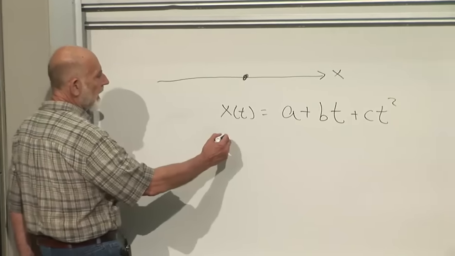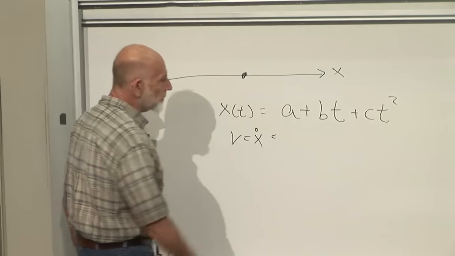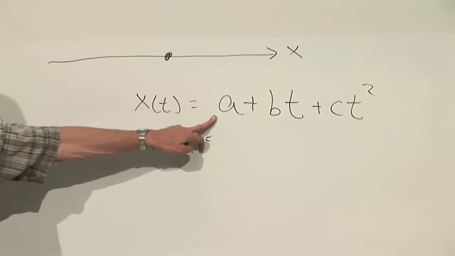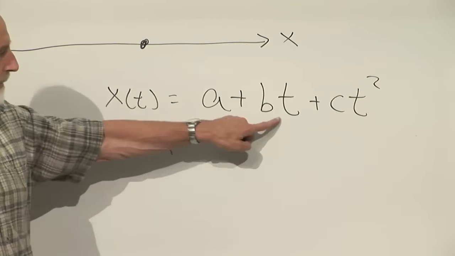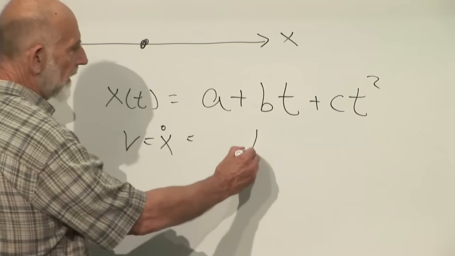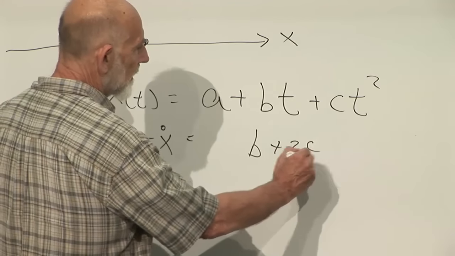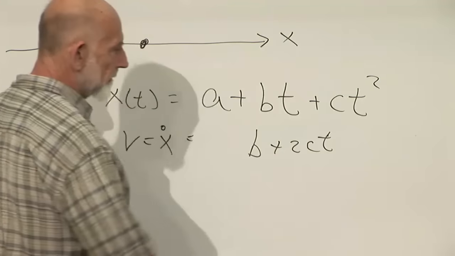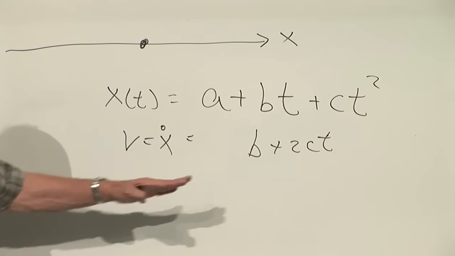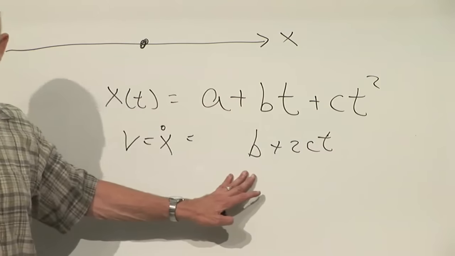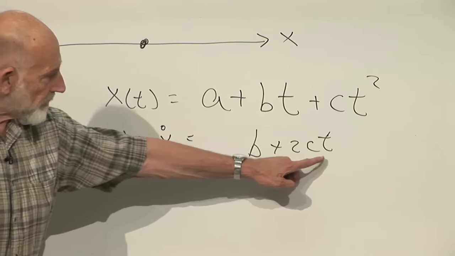To calculate the velocity, we write x dot, and that's the first time derivative. The derivative of a is 0, it's just a constant. The derivative of b times t is b. And the derivative of ct squared is 2ct. All right, so this tells us now that the velocity at time 0 is b, to start with.